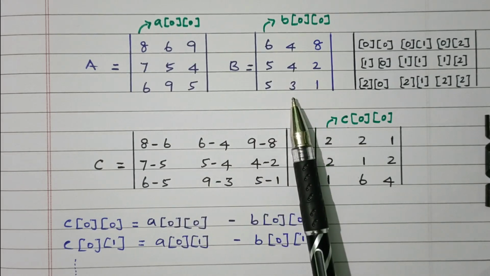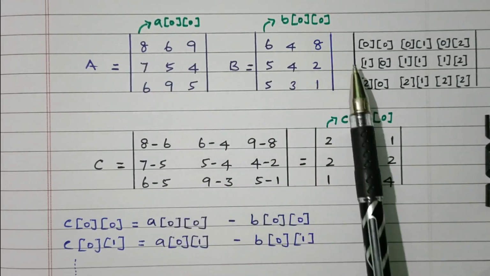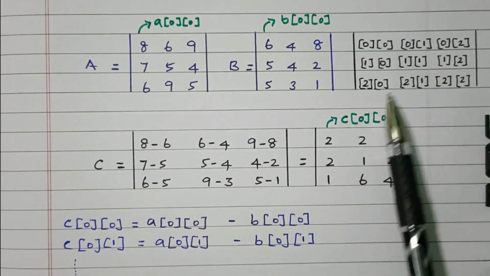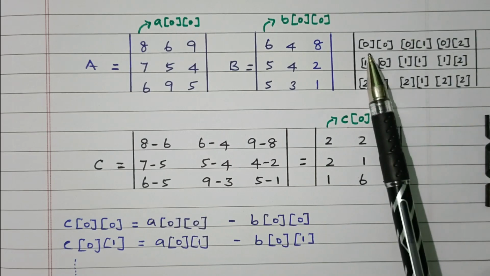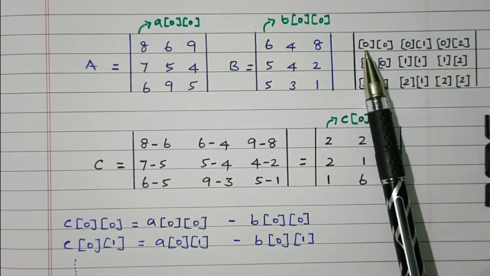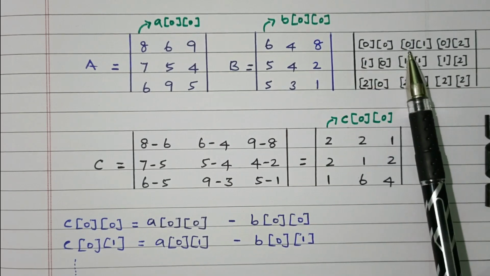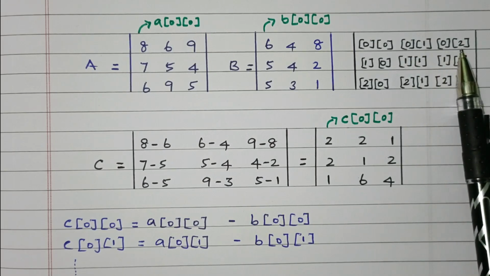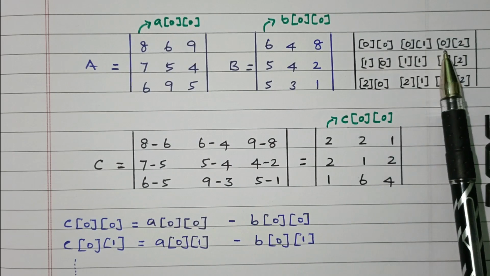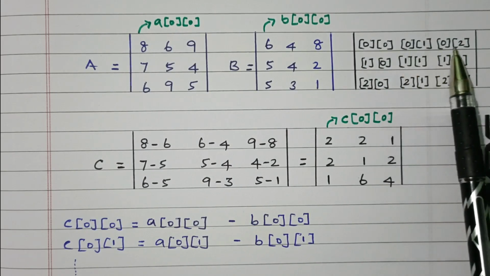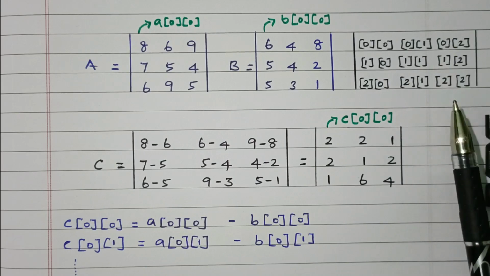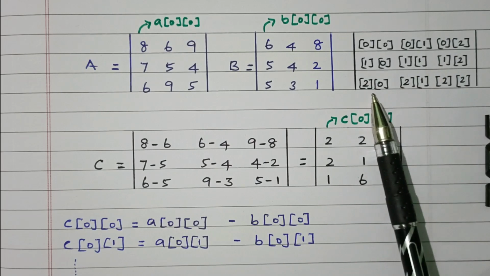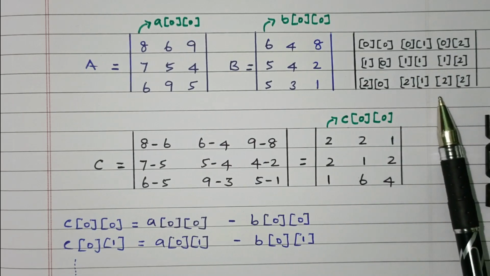Similarly matrix B. How is it located? This location is given here. This is the first row, second row, third row, first column, second column, third column. 0, 0 refers to the first row, first column. 0, 1 refers to the first row, second column. 0, 2 refers to the first row, third column. So the first zero refers to the row, the first row, and this 0, 1, 2 refers to the first column, second column, third column. Like that we have 1, 0, 1, 1, 1, 2, 2, 0, 2, 1, 2, 2. These are all the locations of the matrix.